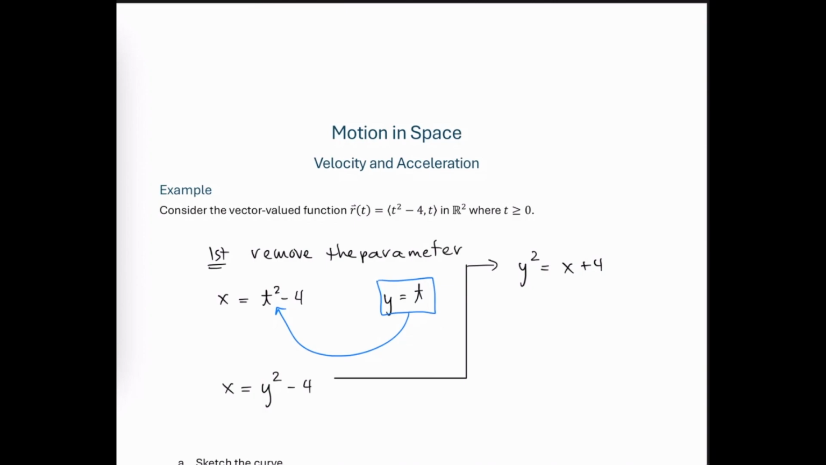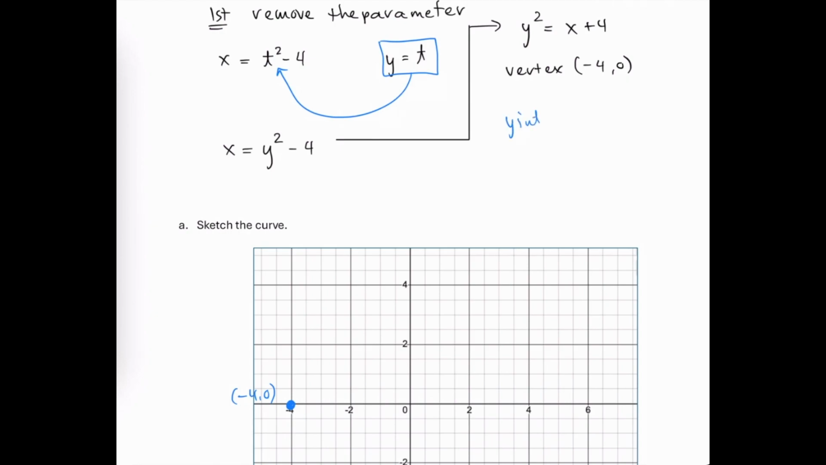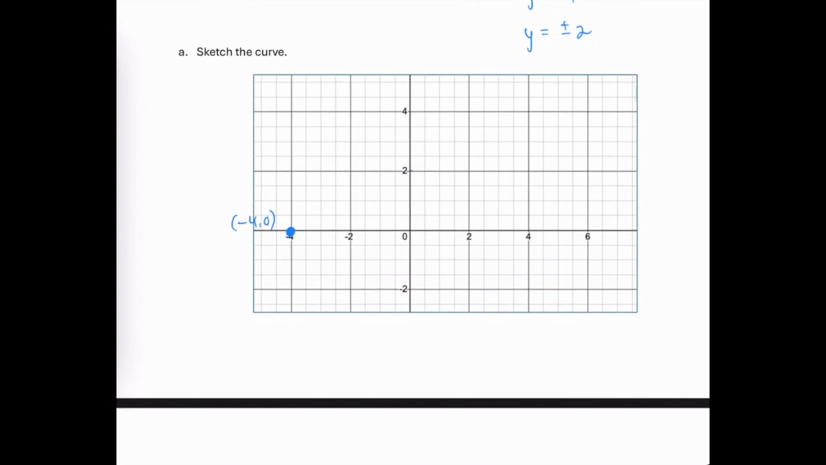And now we can see that the vertex of the parabola is going to be at the ordered pair (-4, 0). And the fact that the a value is a positive value here, this is going to be a parabola that's opening off to the right. So let's use that information to sketch our curve. We have (-4, 0) as our vertex point. If we wanted to find our y-intercepts, we could plug in x equal to 0, and we would get that y squared is equal to 4, or y is equal to plus or minus 2. So when x is equal to 0, I've got the two y values, positive 2 and negative 2.